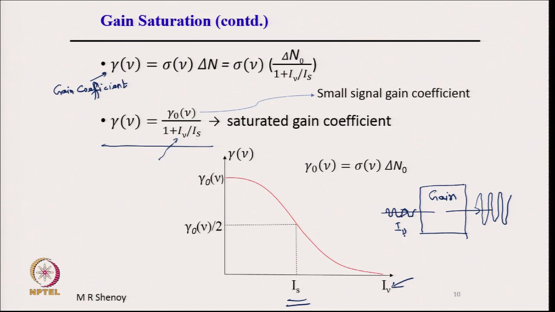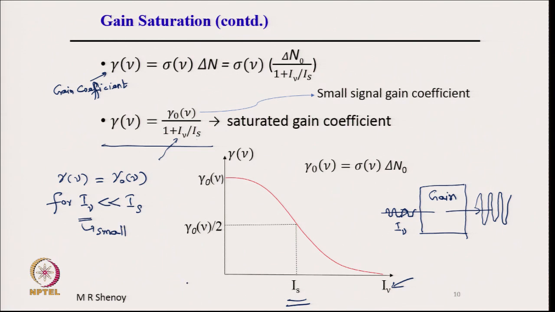But if I nu remains small, even when it comes out here, compared to the saturation intensity, that is, if I nu is much smaller than I s, then gamma of nu is equal to the small signal gain coefficient gamma 0 of nu. So, in the denominator the second term can be neglected, and this is called the small signal gain coefficient. Small signal because the intensity I nu is small. When this is small, this means this is small.